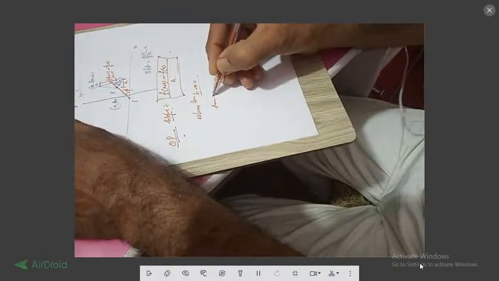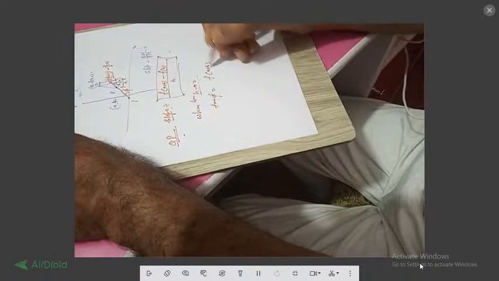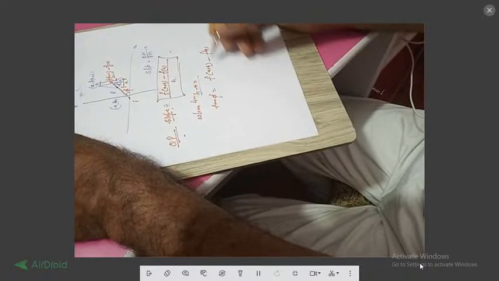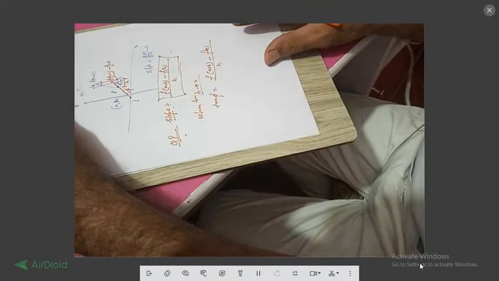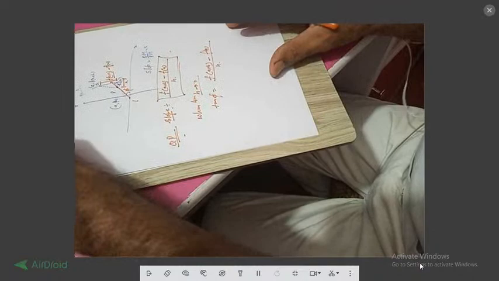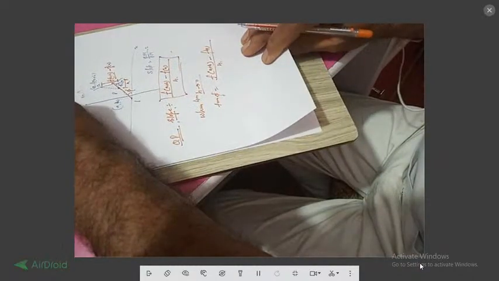Now tan phi is equal to the limit of f(a plus h) minus f(a) oblique h. This is the geometrical interpretation of the derivative.